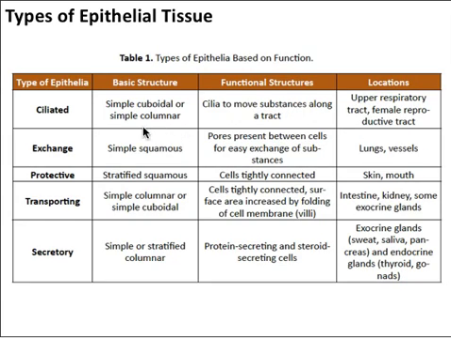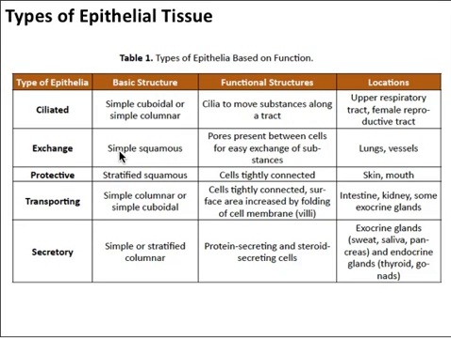So if we start with ciliated, the basic structure, there are going to be cilia on the apical end. That's the end that faces the lumen of the organ, or the outer surface of the body, as an example. The shape of the cells could be cuboidal or columnar. They generally occur in a single layer, so they're simple. The functional structures include cilia to move substances along a tract or a pipe. And where do we find it? Female reproductive tract, upper respiratory tract, among a few other locations.